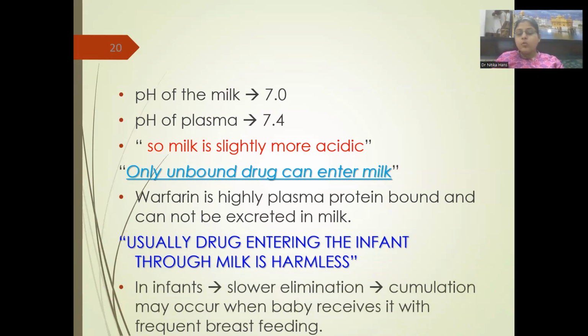In infants, elimination is slower, and accumulation may occur when the baby receives the drug with frequent breastfeeding. Means when the baby is receiving frequent breastfeeding from the mother, it can lead to accumulation of the drug because elimination is less.